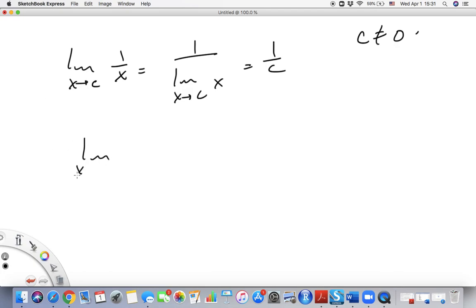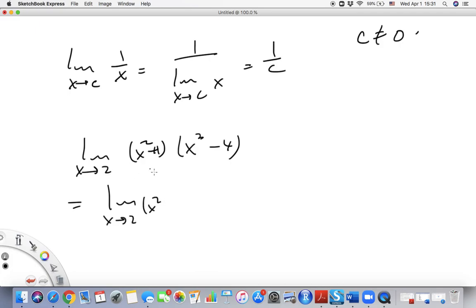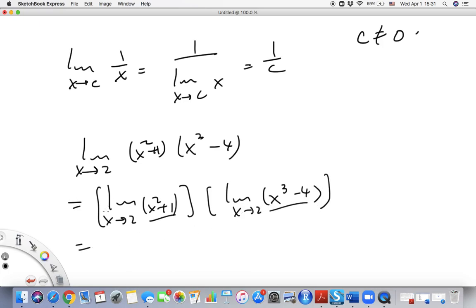Also, say the limit as x goes to 2 of x plus 1 times x cubed minus 4. You can write this as the limit of a product, so that's the product of the limits, provided that the limit of both exists. In this case, since they're both polynomials, we know they exist. So you plug in 2, you have 3 for the first... here you plug in x equal to 2, you have 4. So the limit is 20.